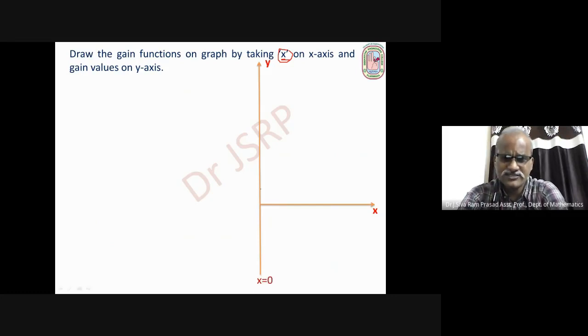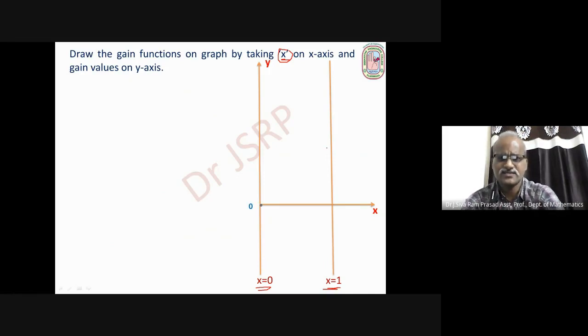X equals 0 means the y-axis. The x equal to 1 line is taken here. This is the x equal to 1 line. Okay. So this is the x equals 0 line and this is the x equal to 1 line. We draw the graph between these two lines only. That means we draw the expected gain functions between these two lines. Okay. So identify the points.